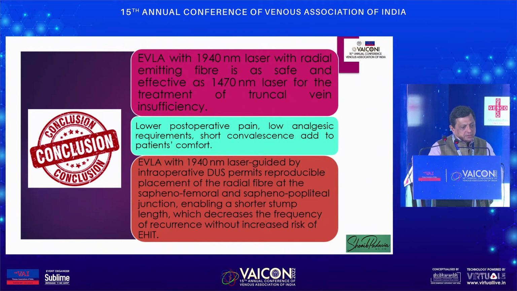And finally, EVLA with the 1940 nanometer laser guided by intraoperative Doppler ultrasound permits reproducible placement of the radial fiber at the saphenofemoral and saphenopopliteal junction, if some of us want to do that, enabling a shorter stump, because we know that when a shorter stump is used, this decreases the frequency of recurrence without the increased risk of EHIT. Thank you very much.